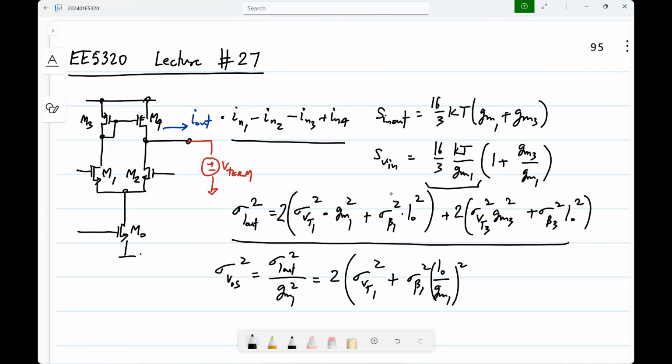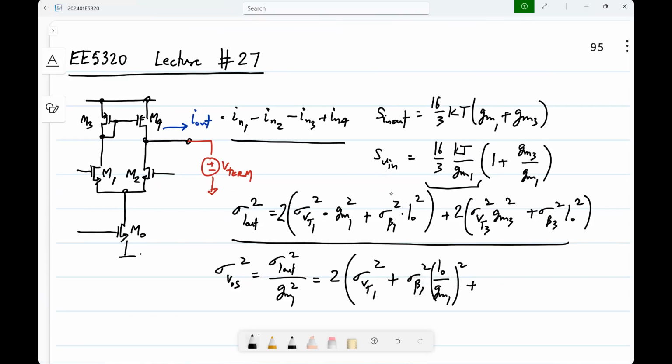I want to reduce the effect of the beta mismatch. So which region should you operate in? Weak inversion, strong inversion, moderate inversion? Weak inversion. Why? Right, for the input referred mismatch. Weak inversion, yeah. So anyway, this is dimensionless and this has dimensions of voltage. So that will be in weak inversion.